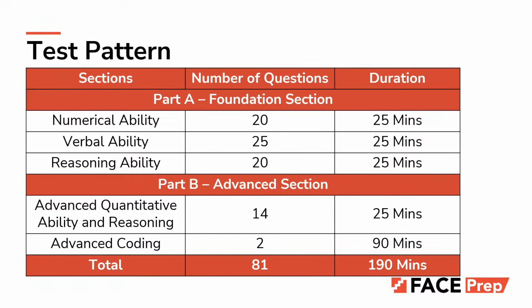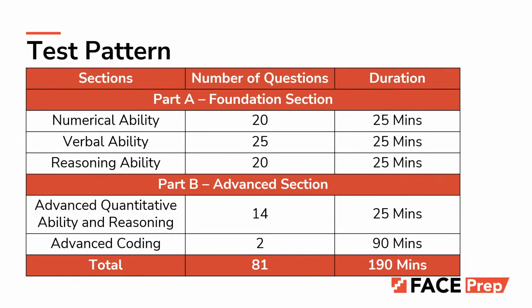In numerical ability you may have 20 questions for 25 minutes, and for verbal ability, 25 questions for 25 minutes. Reasoning ability, 20 questions for 25 minutes. When it comes to part B, the advanced section, quantitative aptitude and advanced reasoning ability, you may have 14 questions for 25 minutes, and advanced coding is for 90 minutes. So in total you may have 81 questions and 190 minutes to complete.